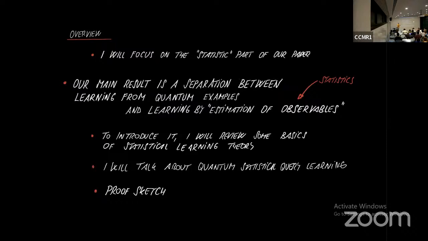All right, so here's the overview. I will focus on the statistics part of this. I know that the title is on the role of entanglement and statistics in learning, so this is going to be mostly, actually exclusively, about the statistics part of that. The main result here is a separation between learning from quantum examples and learning by estimation of observables, basically expectation values. To be able to introduce it, I will review some basic statistical learning theory. Then I will talk about quantum statistical query learning, and then I'll give you a proof sketch and wrap up with a discussion.